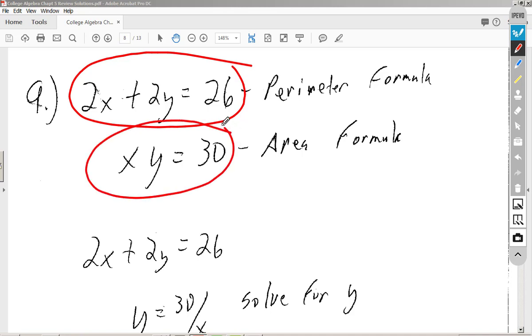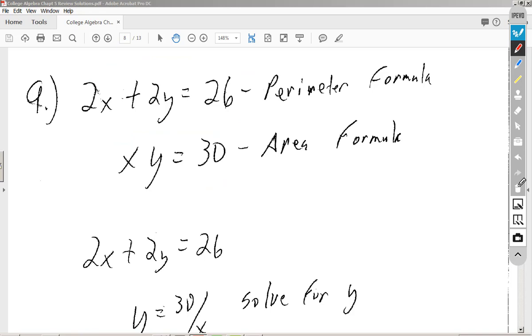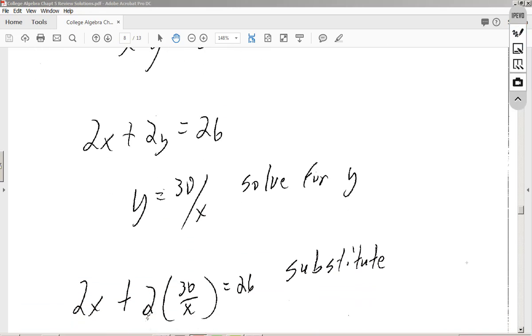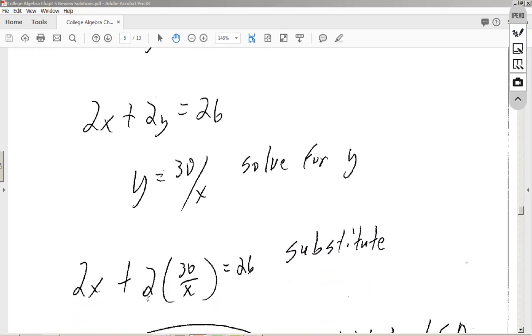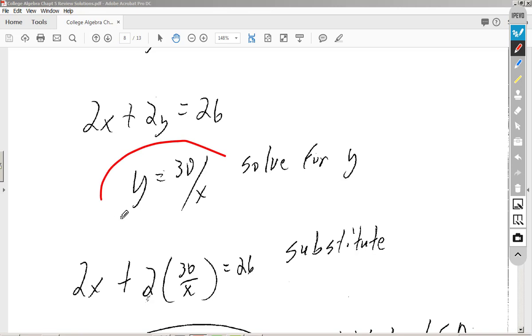Now to solve this, we're going to use the substitution method. To use the substitution method, I'm going to take my second equation and solve it for y. That means I divide both sides by x. So I end up with this equation, y equals 30 divided by x. I'm going to substitute that into my equation. And when I do that, I end up with 2x plus 2 times 30 over x, equals 26.